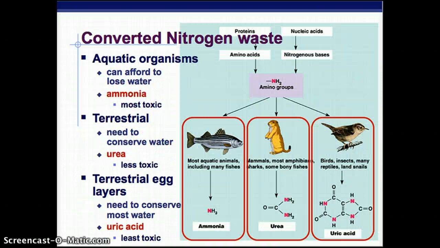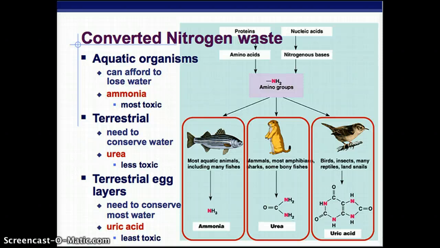For example, aquatic organisms are totally fine with losing water, so they just straight up use the water to flush out the ammonia in their system. It's soluble in the water, and then they just flush out the water. And so they flush it out as ammonia. They don't even change it, but it's very toxic. So if they had some issue with that, it would be toxic to their system.